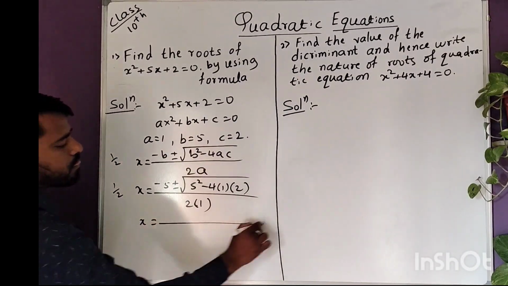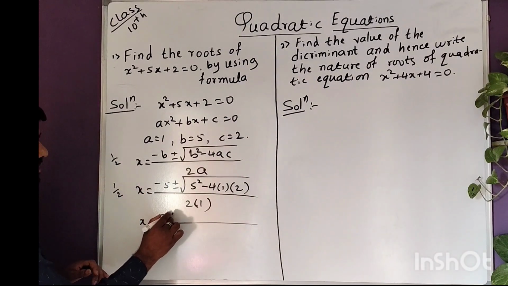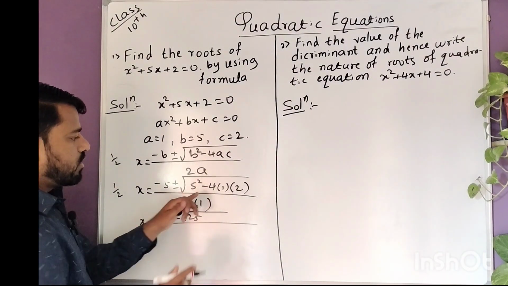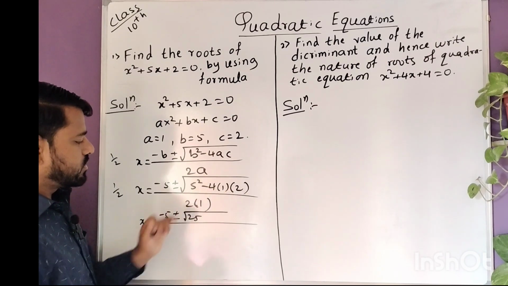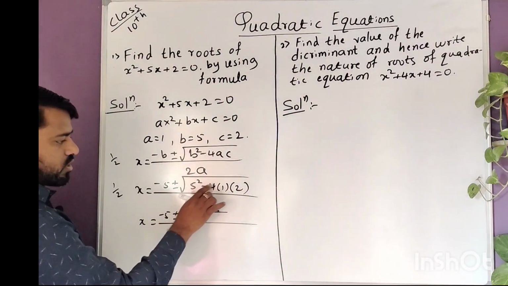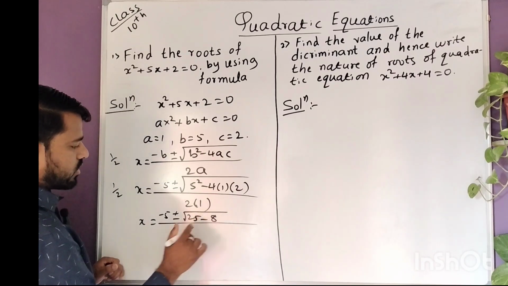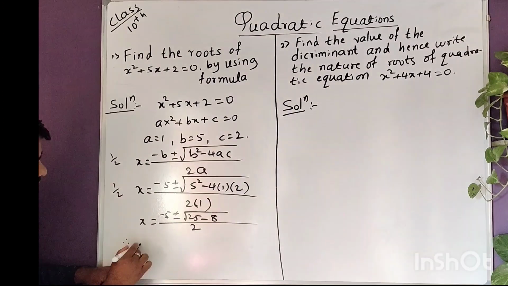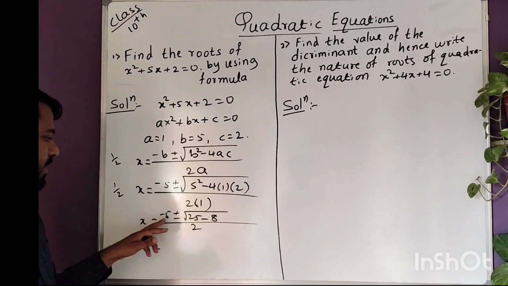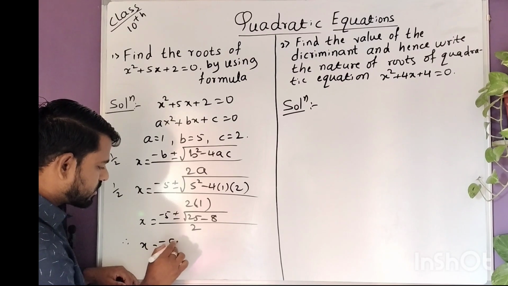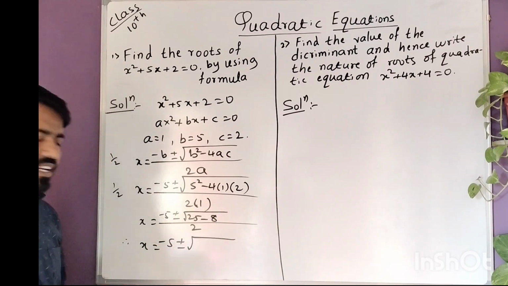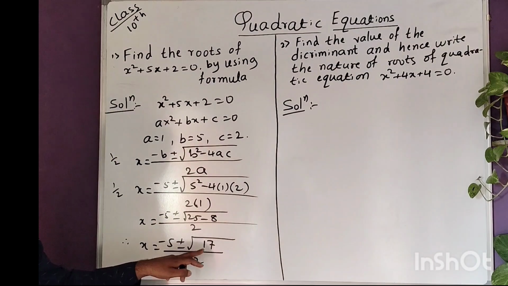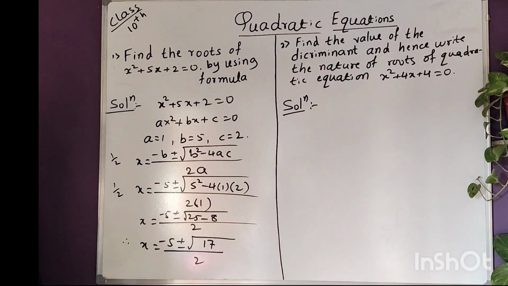Next, minus 5 as it is, plus or minus, 5 square is 25, and minus, 4 1s are 4, 4 2s are 8. Here 2 1s are 2, so the denominator becomes 2. Therefore x is equal to minus 5 as it is, plus or minus, 25 minus 8 becomes 17, by 2. Dear students, here 17 is not a perfect square, so you put it as it is.